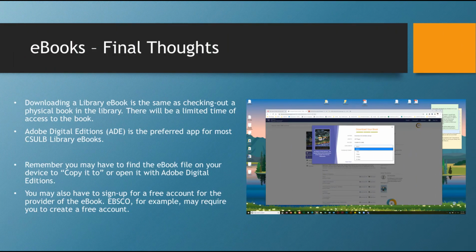Final thoughts. Downloading a library ebook is the same as checking out a physical book in the library. There will be a limited time of access to the book. Adobe Digital Editions, ADE, is the preferred app for most CSULB library ebooks. Remember, you may have to find the ebook file on your device to copy it to or open it with Adobe Digital Editions, ADE. You may also have to sign up for a free account for the provider of the ebook. EBSCO, for example, may require you to create a free account.